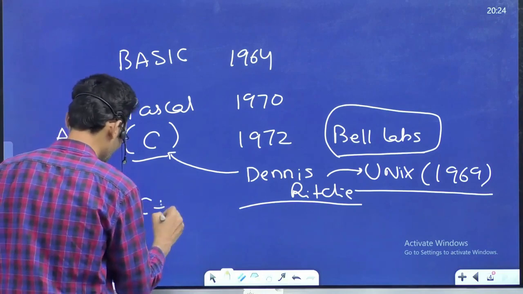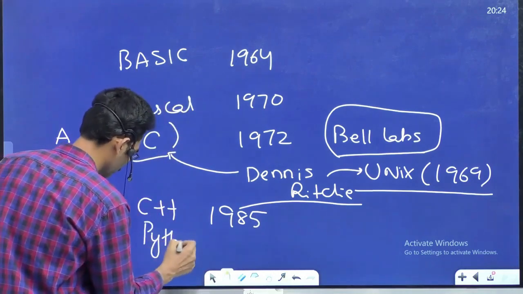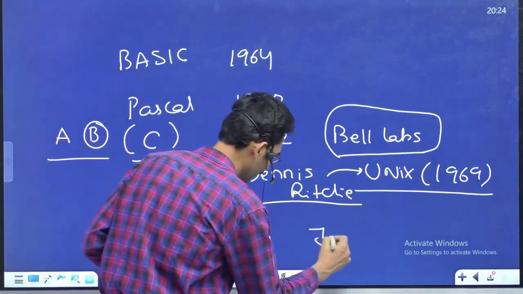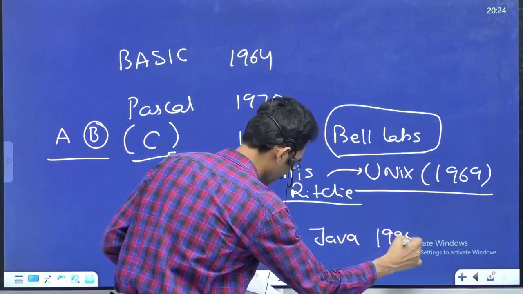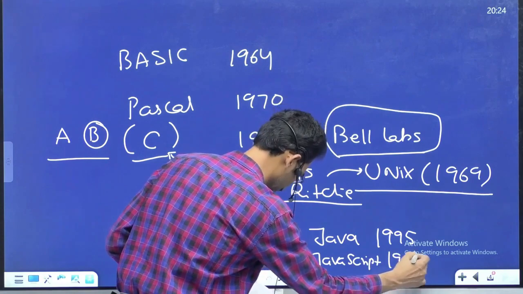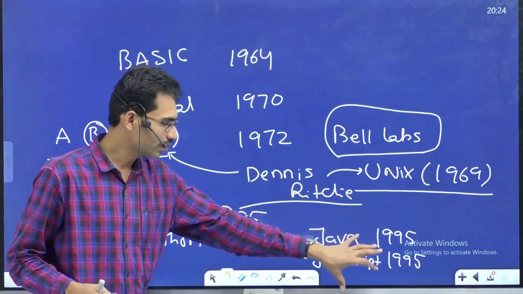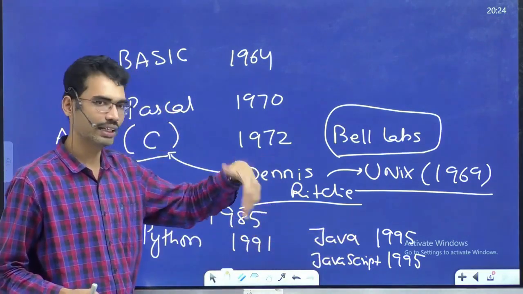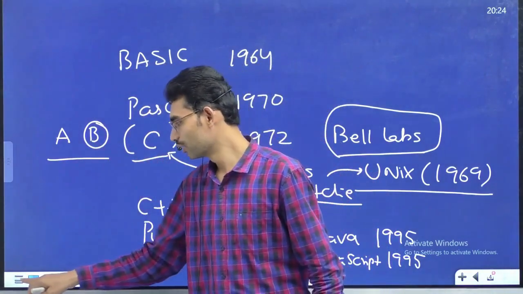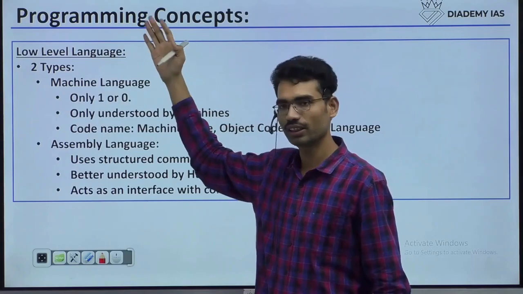Then C++ came, 1985. Then Python came in 1991. Then Java came, 1995. JavaScript. These are various languages which human beings can understand. They can write like in normal English language. These commonly used English terms are converted by some mechanism into machine language. Ultimately, it should turn into ones and zeros, machine language, that only the computer can understand.